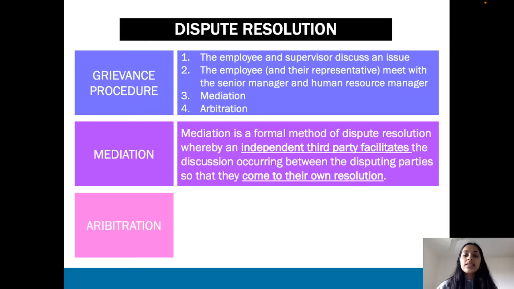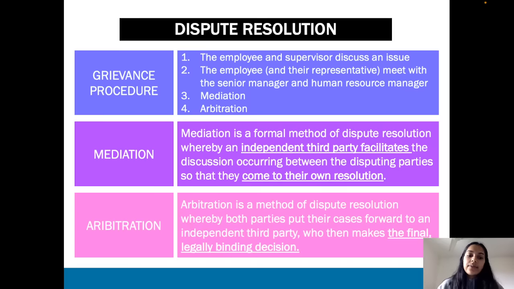They're non-biased, and they're just facilitating discussion. They're just there to be a figure so that both parties can communicate their sides of the story in an orderly manner.